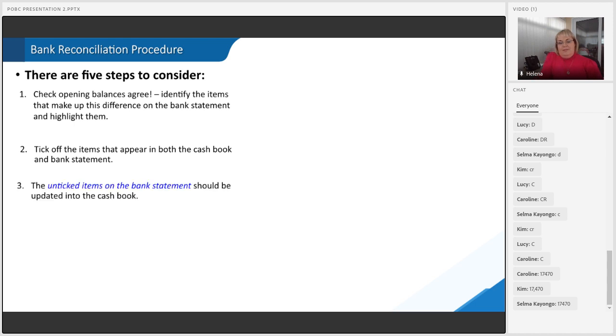Step 3, there will be some transactions that are on the bank statement that are not yet in our cash book. So there'll be some unticked items or unhighlighted items in the bank statement. Step 3 is to deal with those transactions. So the unticked items on the bank statement, we need to manually put them into our cash book. Okay, what type of transactions am I talking about? So these are what we call the updating items.